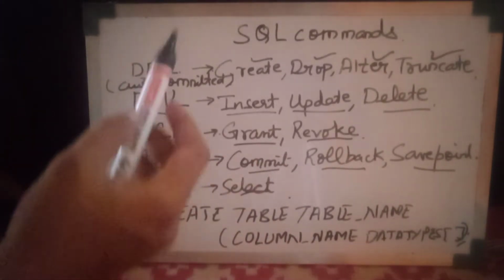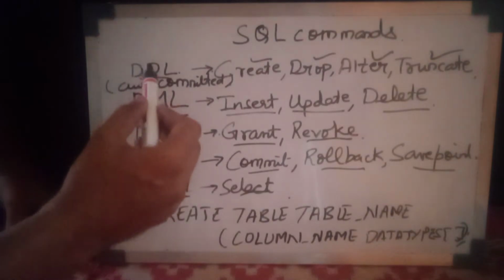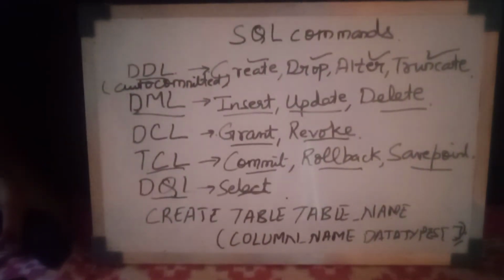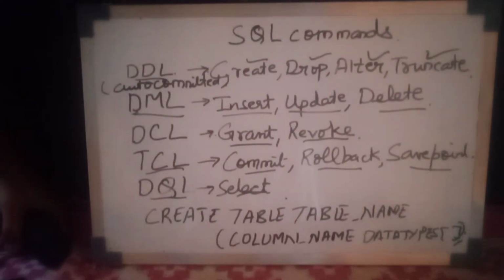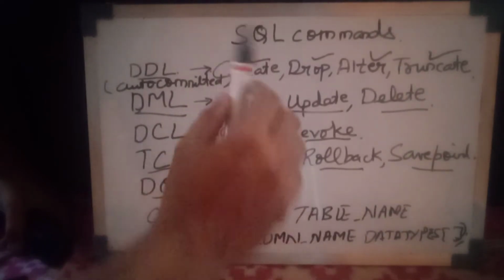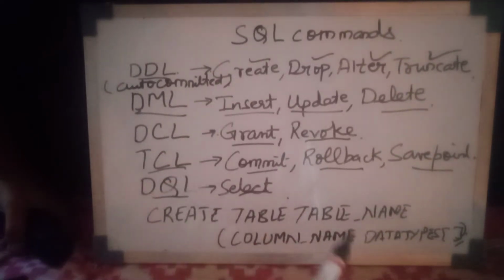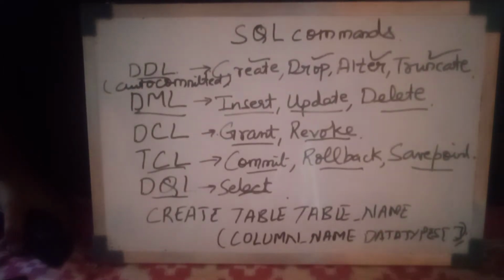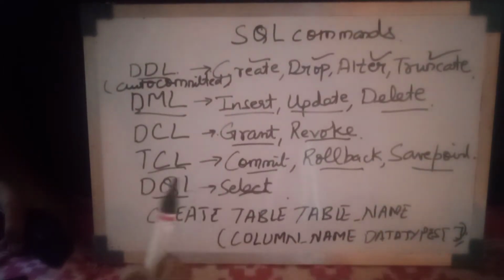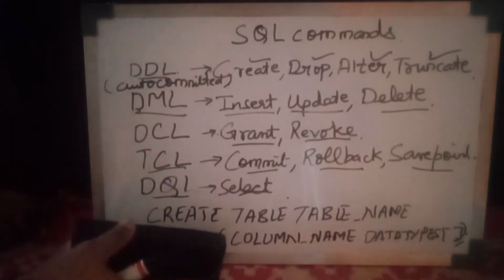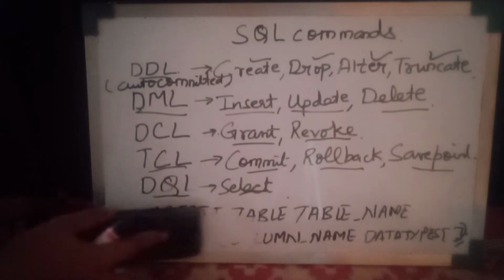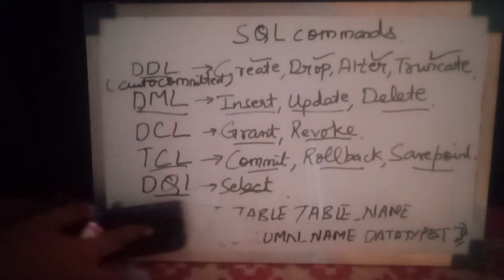So if you look at the first command of the data definition language, that is the create command. The syntax of the create command is: create table, table name, column names, and data type. So this is in general the syntax. Let me consider one example of the create table command.